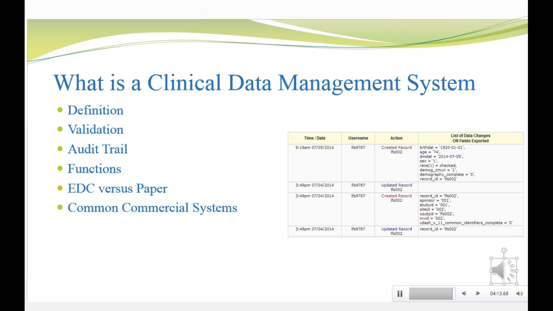Here are some of the more commonly known systems for EDC. There's Oracle Clinical's Remote Data Capture System, InForm, Medidata Rave, OpenClinica, and REDCap. The paper-based systems, really the leaders in the industry, are Oracle Clinical and ClinTrial.